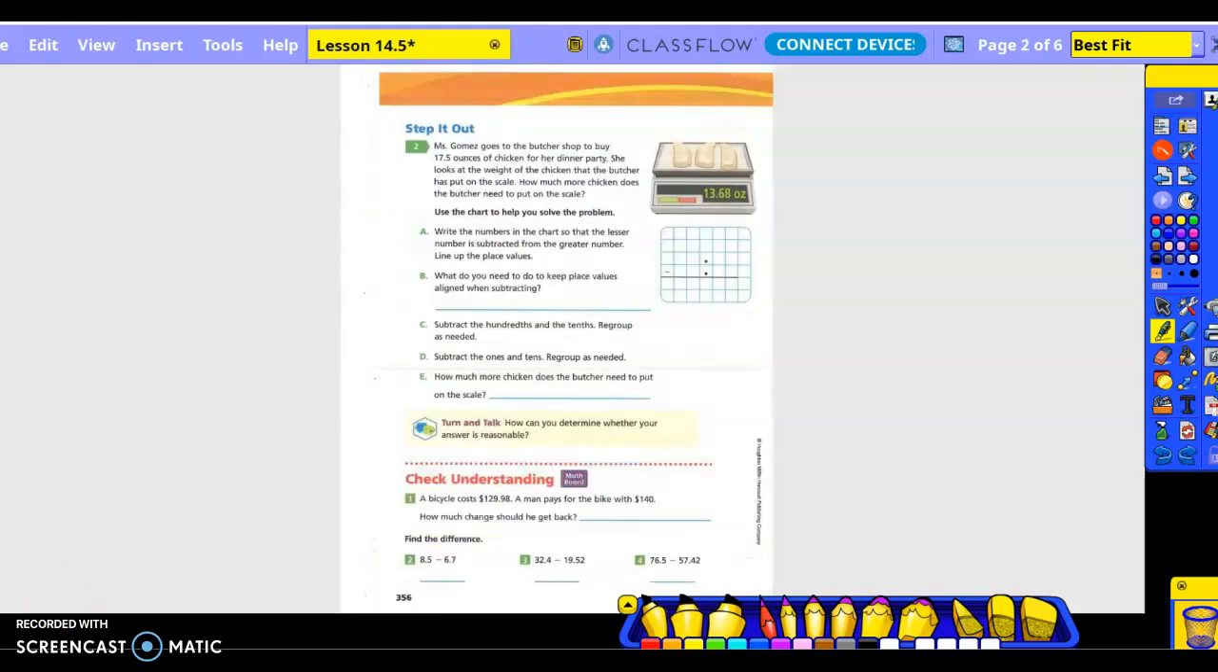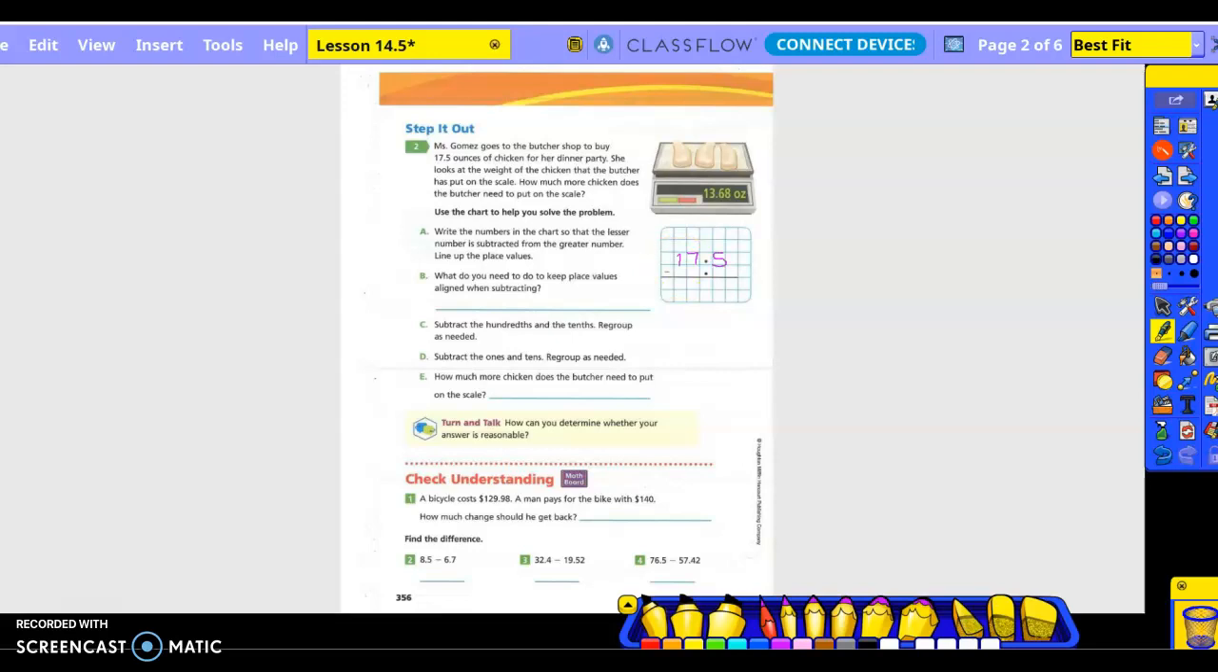Step it out. Number 2. Miss Gomez goes to the butcher shop to buy 17 and 5 tenths ounces of chicken for her dinner party. She looks at the weight of the chicken that the butcher has put on the scale. How much more chicken does the butcher need to put on the scale? Use the chart to help you solve the problem. Write the numbers in the chart so that the lesser number is subtracted from the greater number. Line up the place values. So what needs to go on top? 17 and 5 tenths.